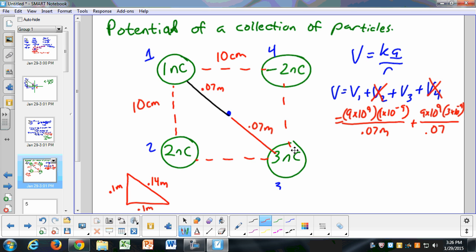Minus 9. However you want to do it, but I get 514 volts, 500, keeping proper sig figs. You might make that easier just in your calculations. You can cancel out these 10 to the 9ths, 10 to the minus 9s. So you're left with 9 over 0.07 plus 27 over 0.07, and that gives us 514. I try to give you all nice, easy round numbers, so it just makes the calculating easier with your calculator.